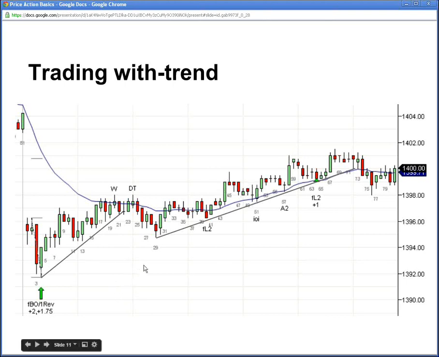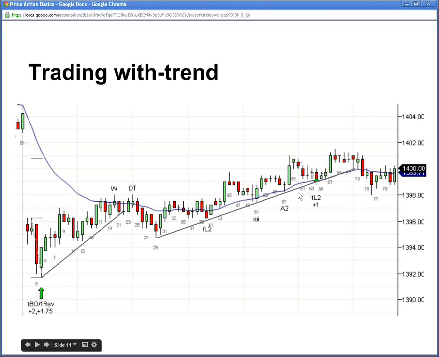So what I want is a pullback to either the trend line or the EMA, and I want it deep. When I say deep, it's a bit subjective, in the sense that it has to be deeper than the average bar, and I have to adjust my expectations based on how deep the pullback is.